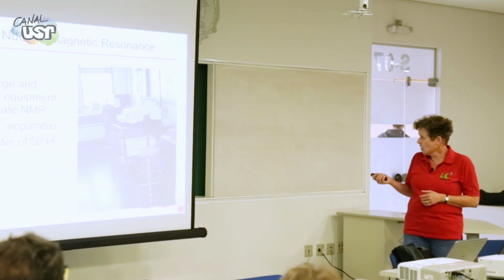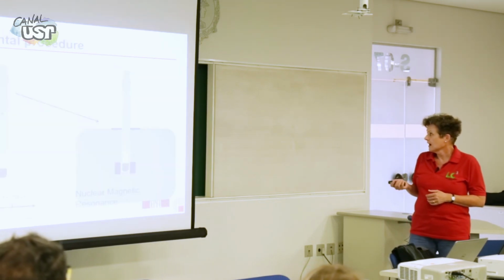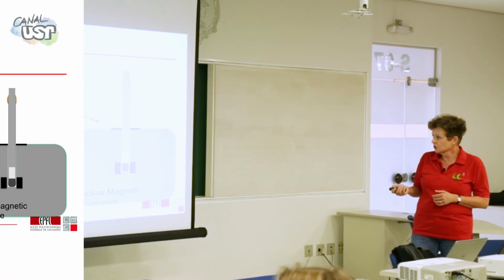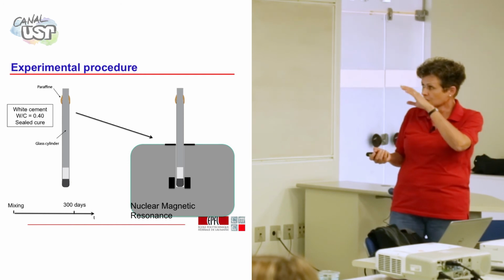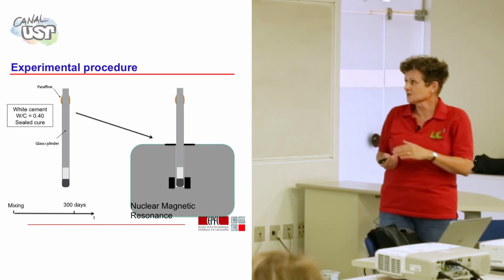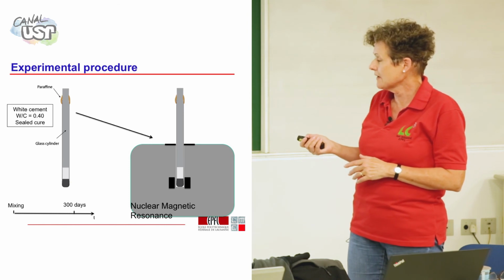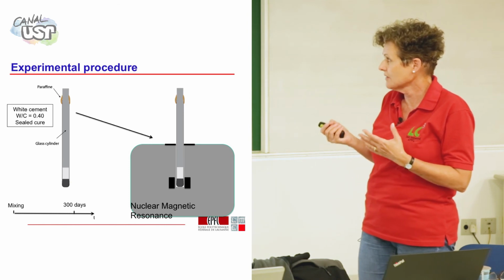There's a hole in the top of this machine, and into your hole you have a tube. You put cement paste in the bottom of this tube, and then we usually put it in a glass cylinder so we don't have a massive amount of airspace, and then we seal it all very carefully. It's very important that you seal it very tightly.